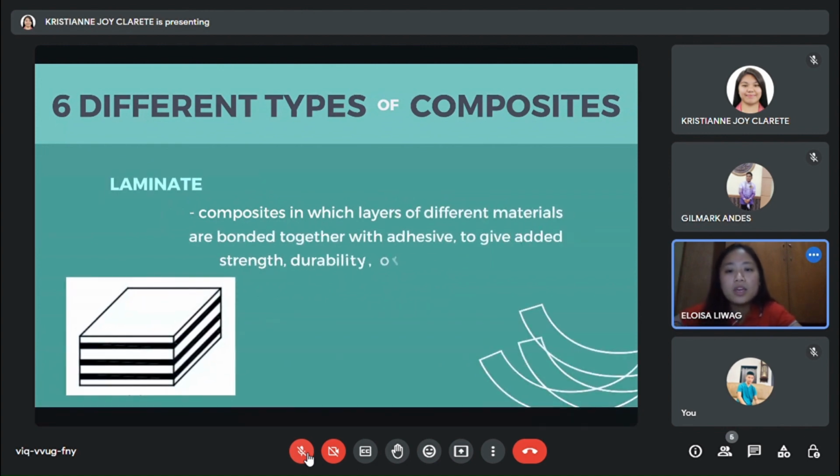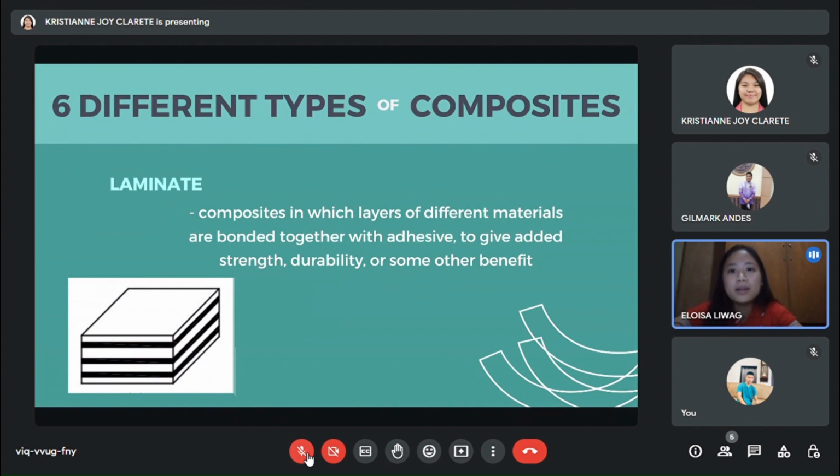The first one is laminate. Composites in which layers of different materials are bonded together with adhesive to give added strength, durability, or some other benefit. So an example here is plywood. And another example here is furniture, because it is impervious to environmental factors and is resistant to scratches and stains because of its durable sealed surface, and the furniture is also easy to maintain.